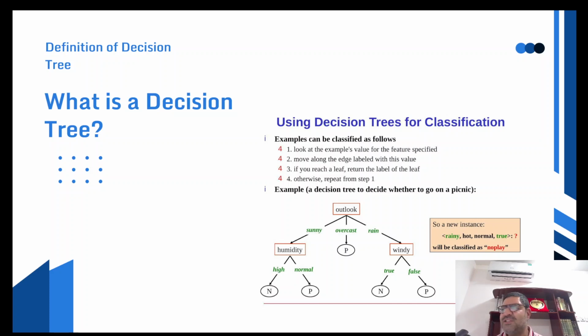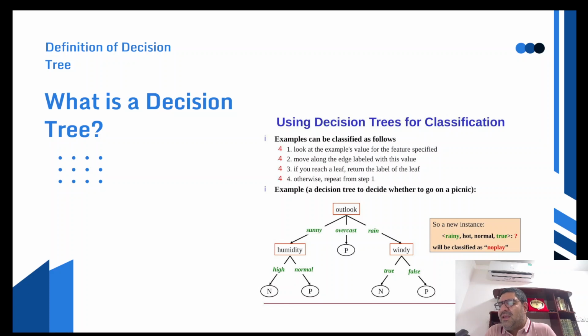An example for classification: given a value for a feature, move along the edge labeled with this value. If you reach a leaf, return the label of the leaf, and otherwise repeat step 1. So it will keep going until it reaches a leaf and returns the label; otherwise it will repeat step 1 again.